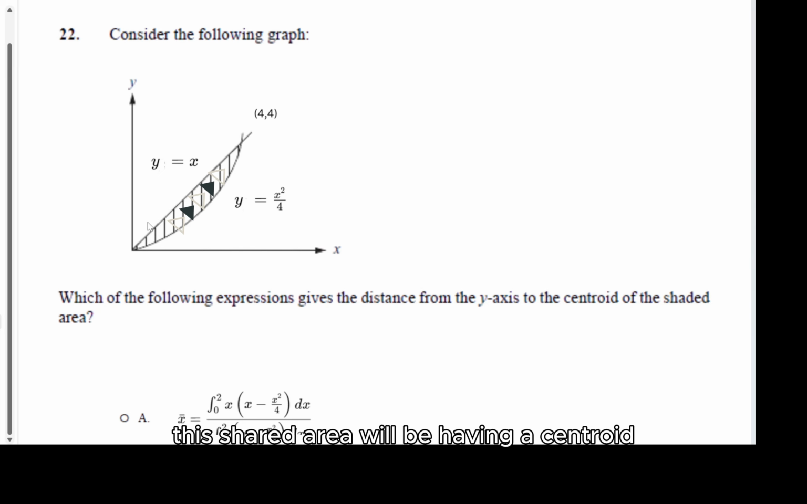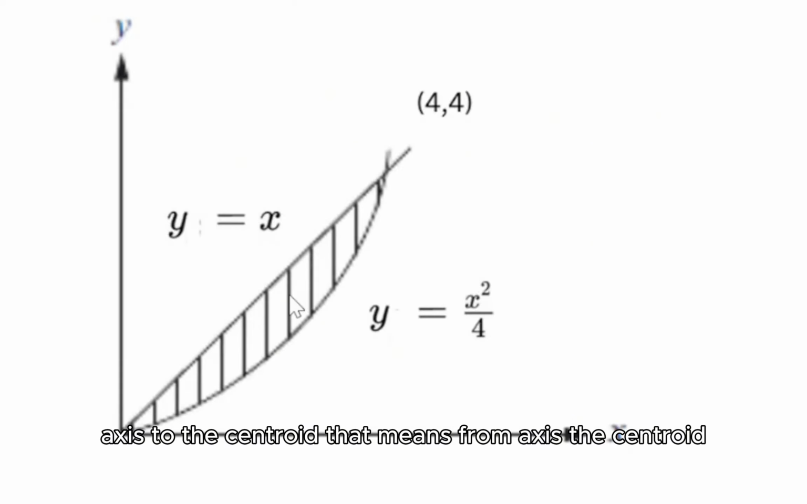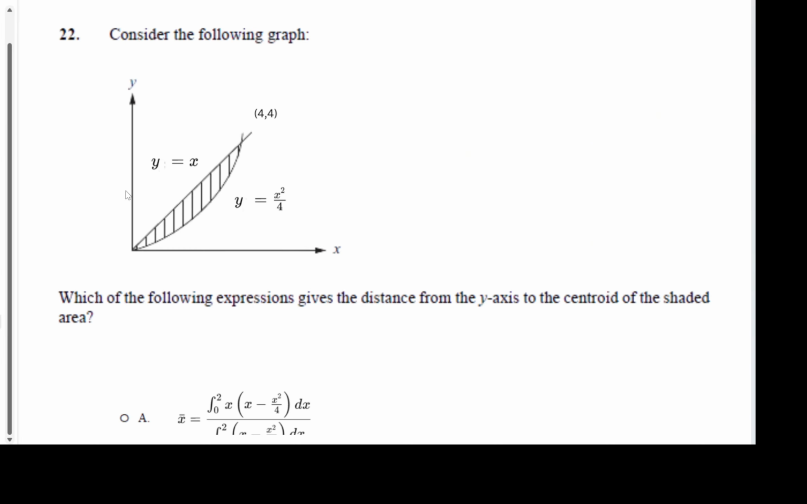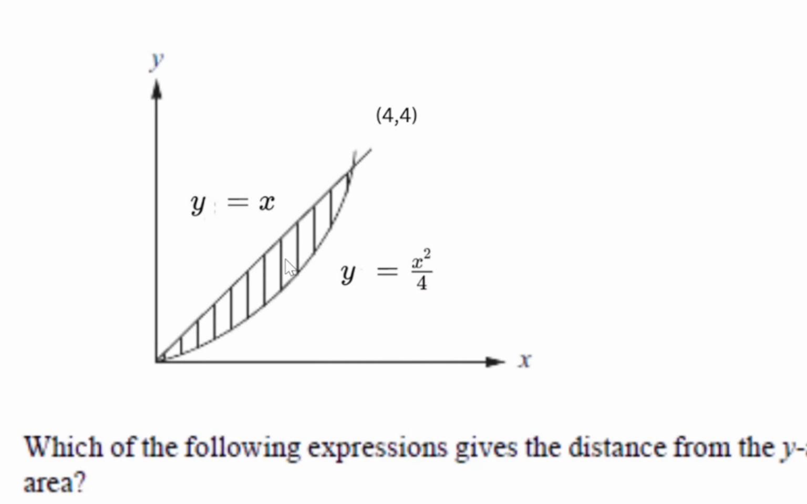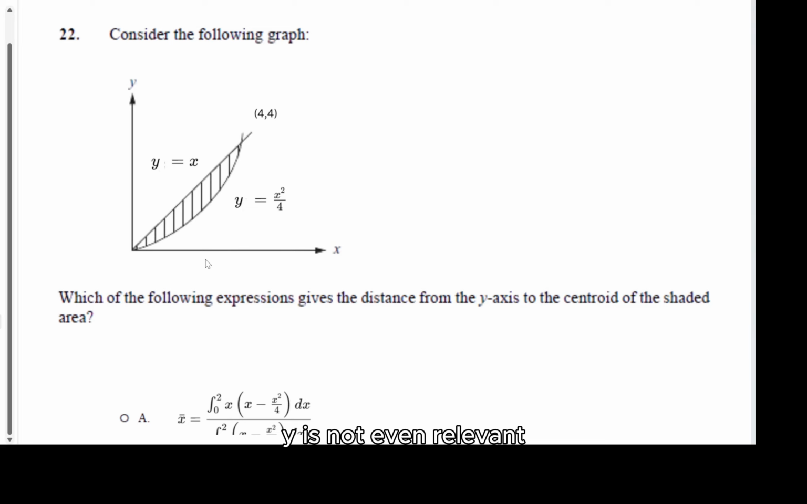There is a shaded area between this line and the curve. Apparently, this shaded area will have a centroid somewhere around here. They are asking which of these expressions gives the distance from the y-axis to the centroid. So what they want to know is the x of the centroid. Y is not even relevant. So the x coordinate of the centroid is what we are looking for.